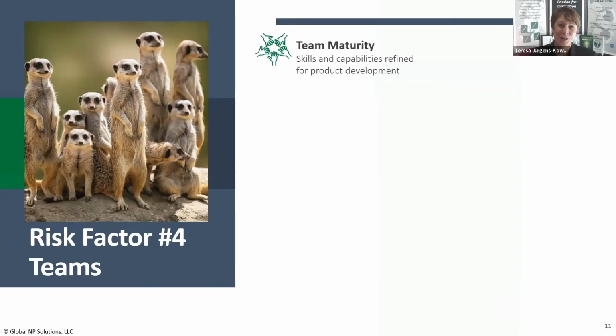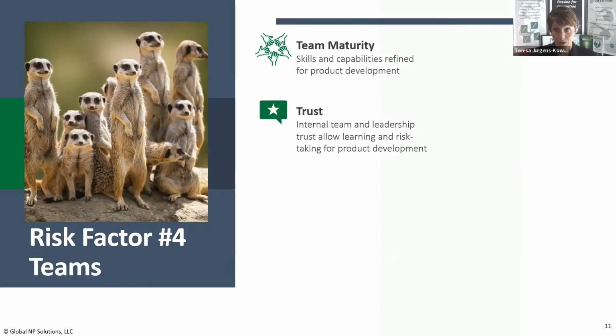But as you're approaching your strategic product development, how are you designing that system? You want to think about the team maturity. Do they have the skills and capabilities that are refined for product development? Have they been doing this for a while, or are they new to product development? One that is huge, and I think I've spent 11 months working with one client talking about trust. This is really, does the team have internal trust to execute the work? And does leadership have trust of that team to allow for learning and for risk taking?